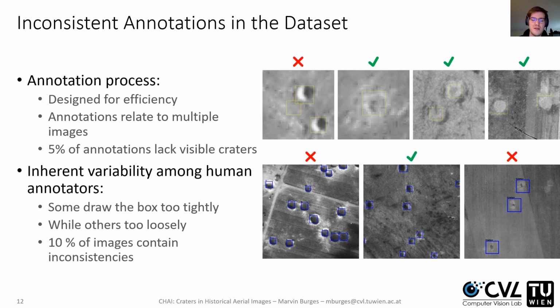Then there's also some inherent variability among the human annotators that was a bit of a challenge. Some draw the bounding boxes more tightly than others, and others draw them very, very loosely and also include the ejecta from the crater. We found that about 10% of our images contain such inconsistencies. However, it was not all of the bounding boxes in an image that were inconsistent, but more like clusters of them. Here we also resized the bounding boxes accordingly, and then got feedback from our industry partner on whether these would be valid.